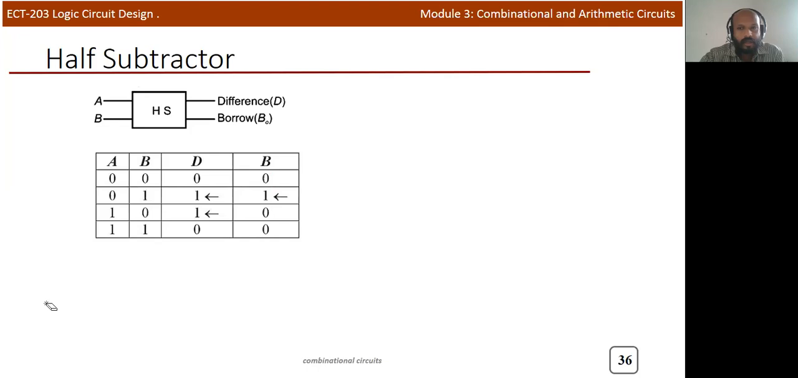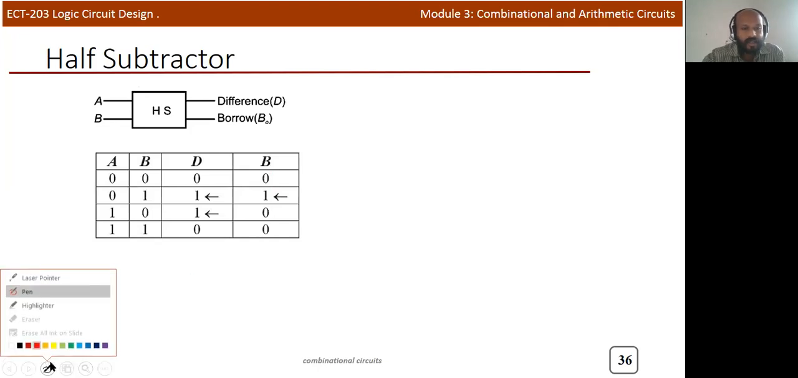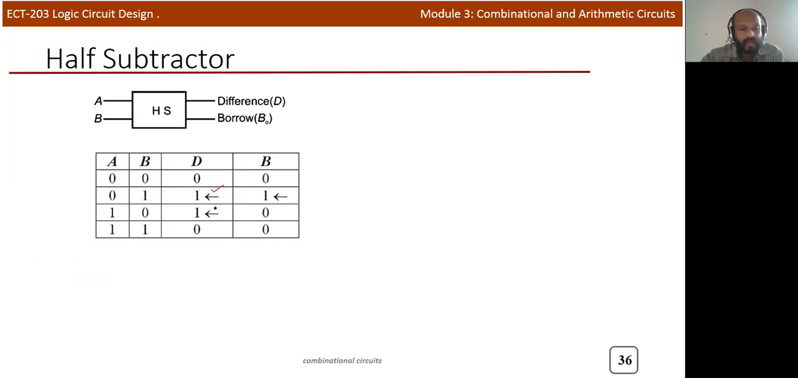Now we need to design this particular circuit. In order to design it, we need to design both difference and borrow. If you take the difference, there are two ones. This is 1 and this is also 1. So we can write A bar B, the minterm corresponding to this one, and for the second it's A B bar. So simply you can write the XOR operation, A bar B plus A B bar.